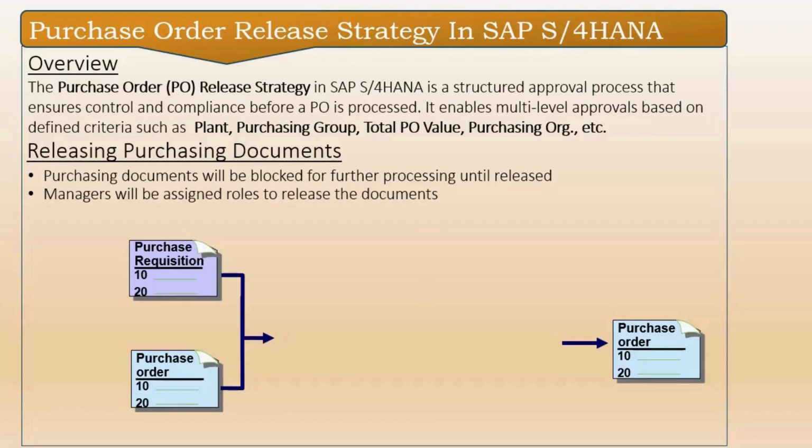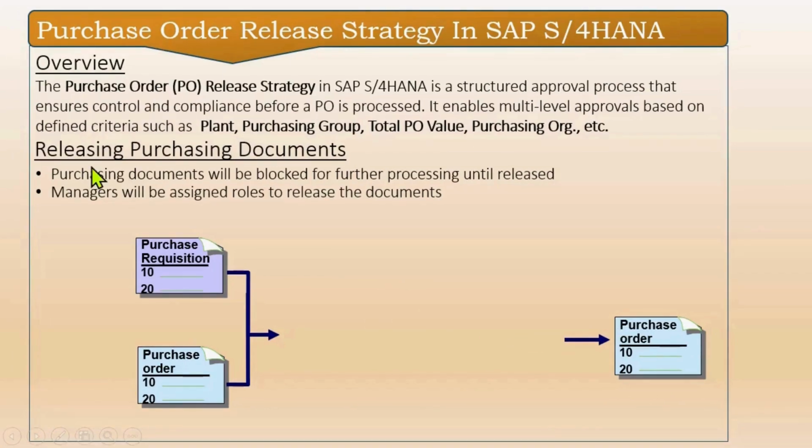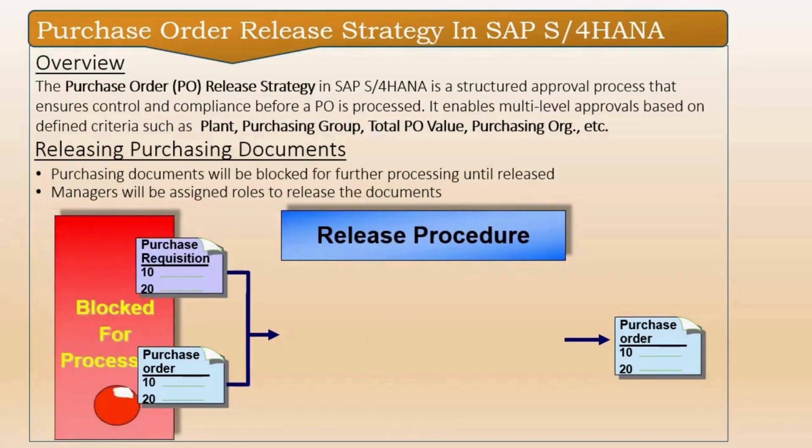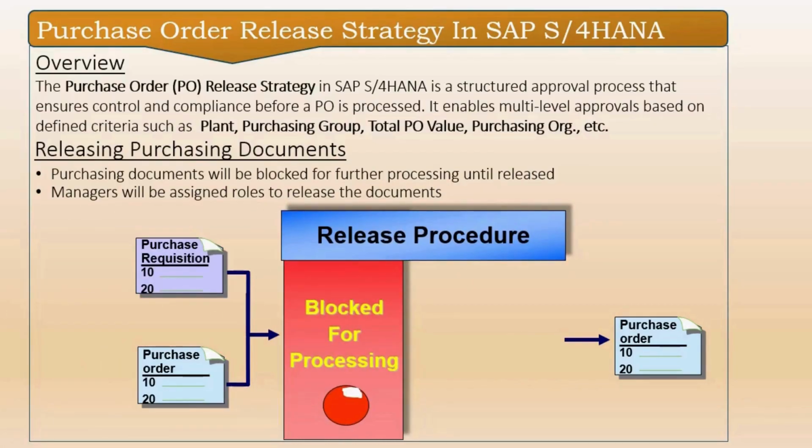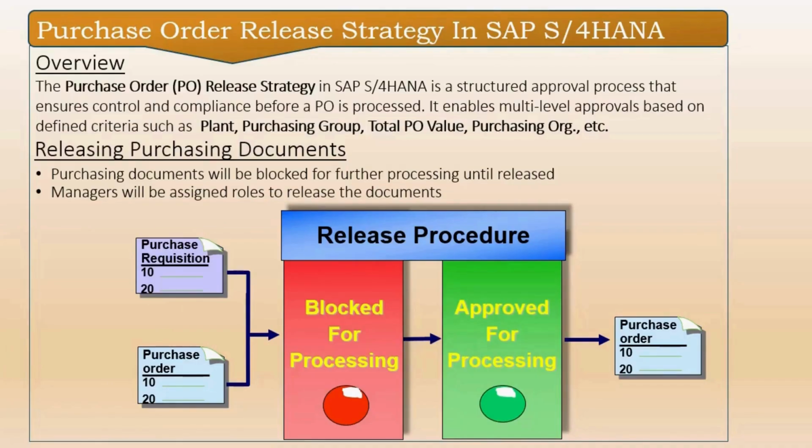So the company adopts the policy and wants to implement release strategy. In certain documents, the release strategy can be applied. One such document is purchase order. That's what we are focusing on in this session. Releasing purchasing documents: purchasing documents will be blocked for further processing until they are released. Managers will be assigned roles to release the documents based upon the value fixed for their approvals.